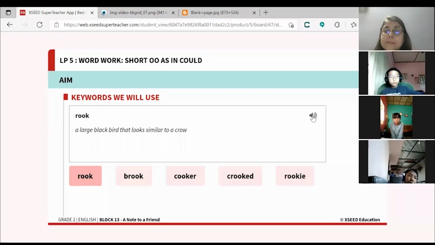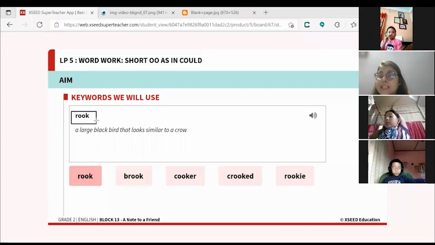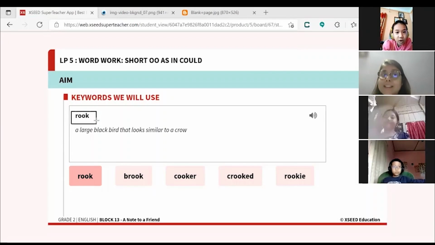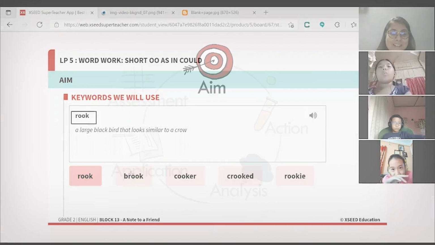Rook. A large black bird that looks similar to a crow. So the word is rook, a large black bird that looks similar to a crow. Can somebody make a sentence using this word? Yes, Atin. I saw a very big rook in a tree. Oh, that's amazing. That's correct.